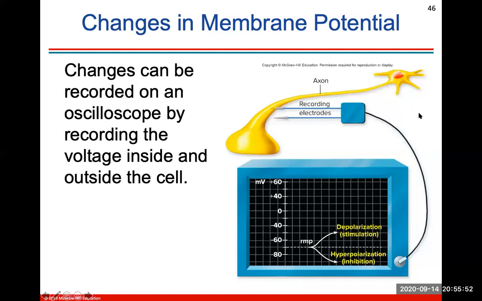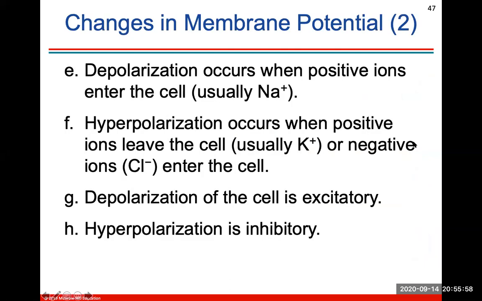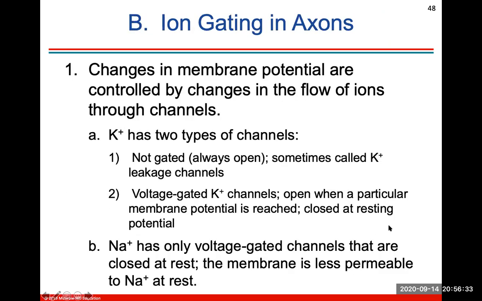And an action potential is just the way the nervous system sends out its stimuli or sends out its responses. So depolarization will occur when sodium positively charged ions enter the cell, and hyperpolarization occurs when positive ions leave the cell, which are usually potassium. Depolarization of the cell means it's excitatory, meaning that is when the signal is being passed down the neuron, and hyperpolarization is inhibitory, meaning when the axon of the neuron is in a hyperpolarized state, another action potential cannot be generated, meaning another stimulus can't be sent down the axon.